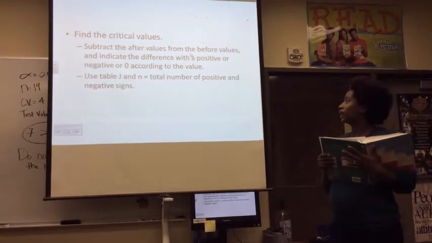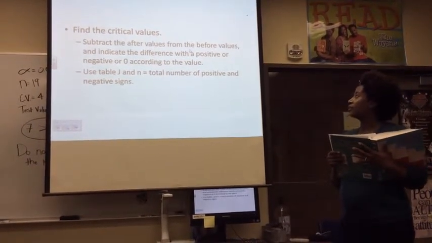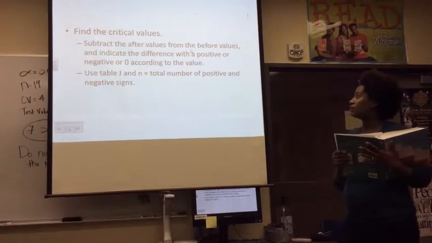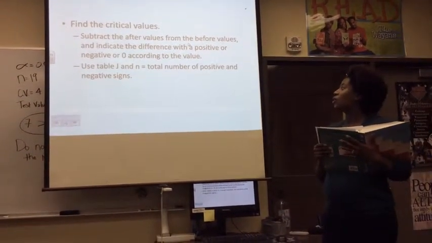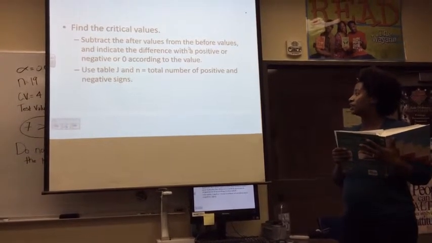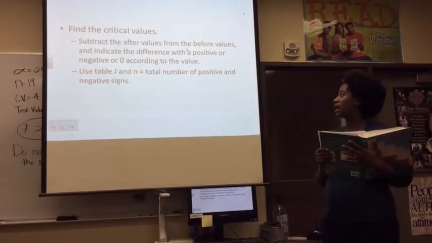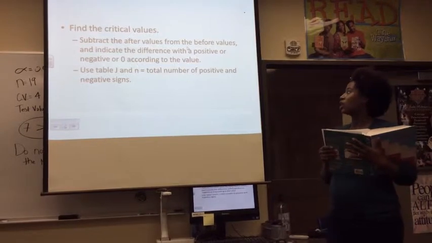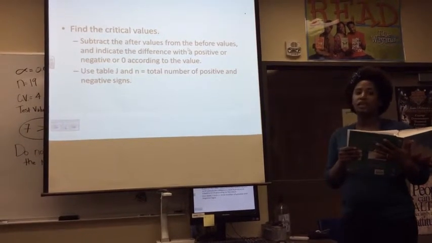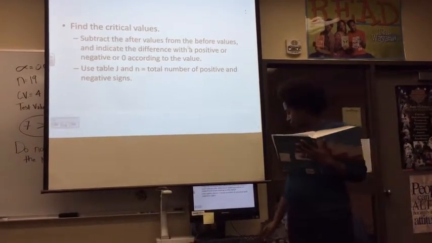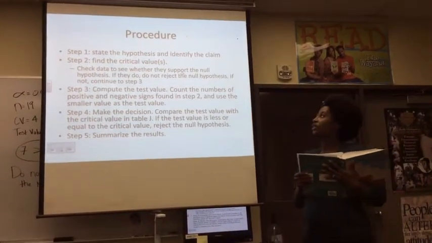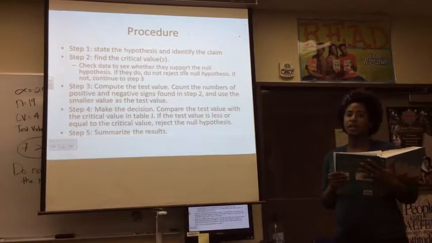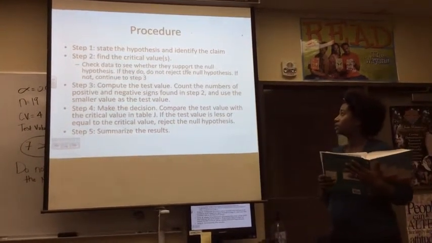To find the critical values, you subtract the after values from the before values and indicate the difference with a positive or negative or 0 according to the value. Use Table J, and the n is equal to the total number of positive and negative signs. Here is an overview of the procedures for both the single sample and the paired sample test.